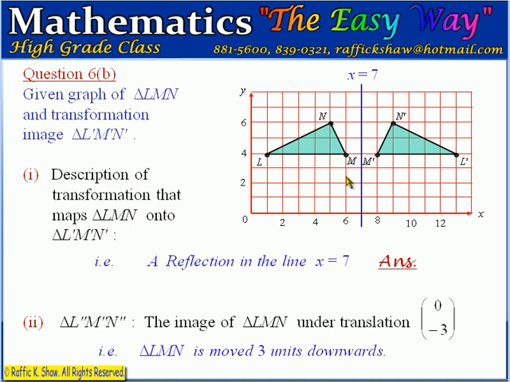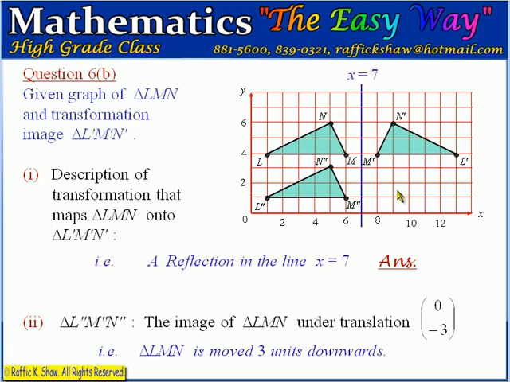M will move 1, 2, 3 units onto here, and N will move 1, 2, 3 units down to here. And we can show that movement. Each point moves 3 units down, and so the triangle L double prime, M double prime, N double prime is this triangle. That's the result of that translation: (0, -3), 3 units downwards. And that's the answer for part 2.